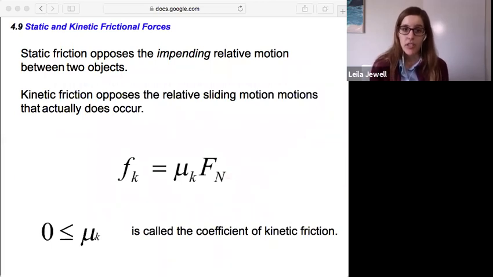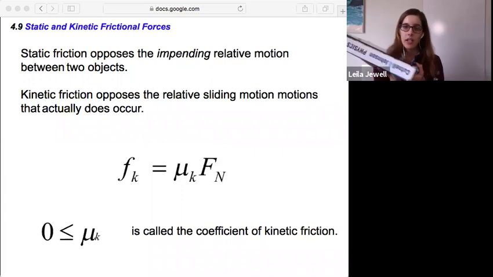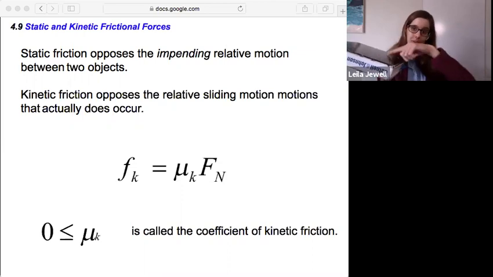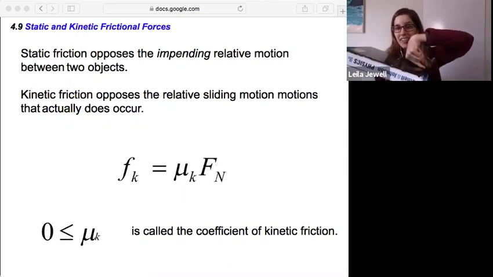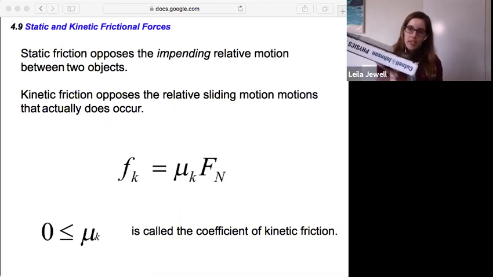It is going to oppose the impending relative motion between two objects. So you have to figure out, okay, if there was no friction, which way would the objects move? Which way would they want to go? For static frictional force, it's going to be in the opposite direction. If I have my book again and say it's on a slope, if there was no friction between my hand and the book, it would slide right down. It would get out of my hand. So there must be friction acting up along this slope in order to keep the book there, parallel to the surface between my hand and the book itself.